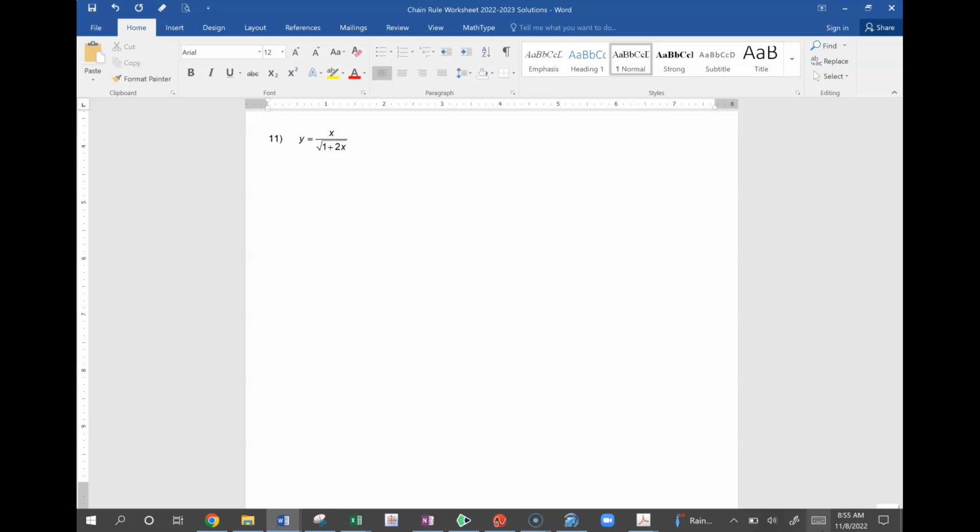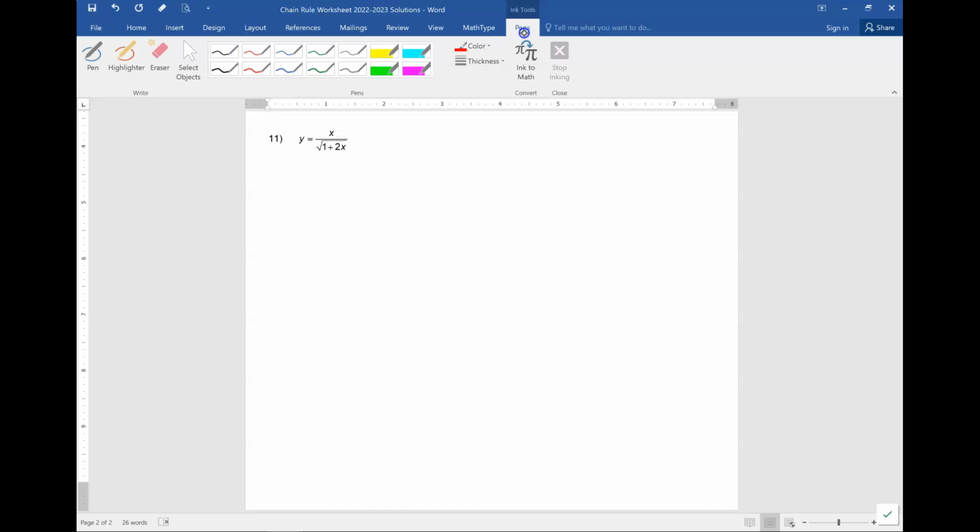and make this into a product rule. So we're gonna rewrite this as x times 1 plus 2x to the power of negative 1/2. Okay? Now I can use the product rule.